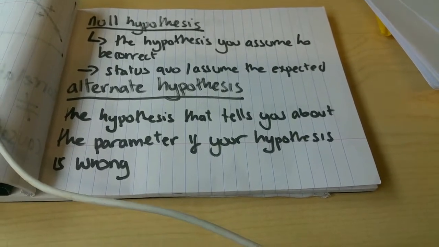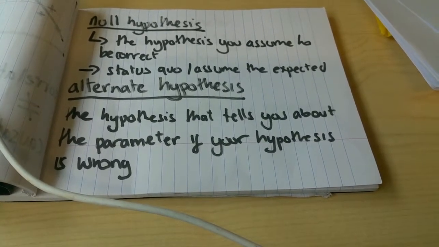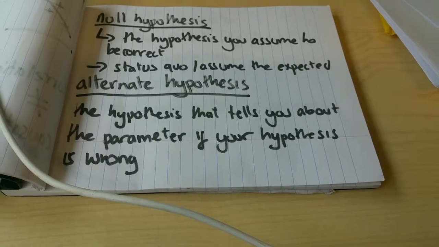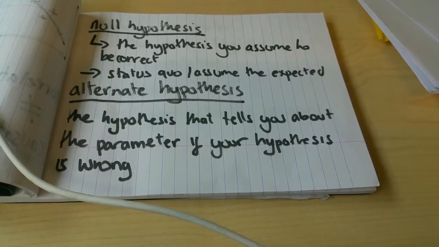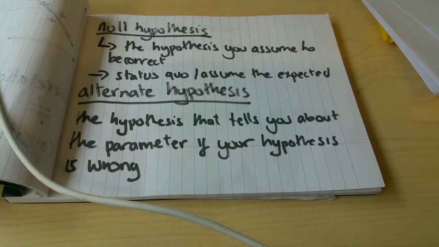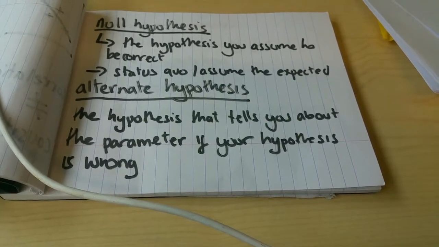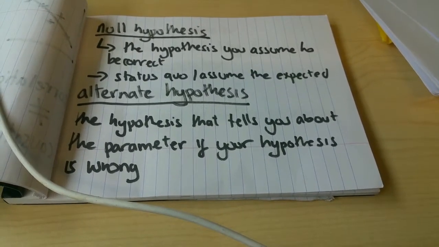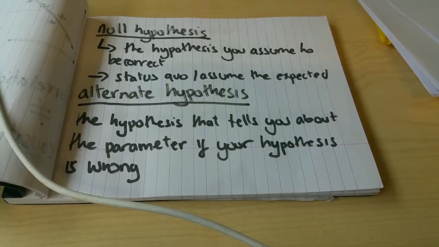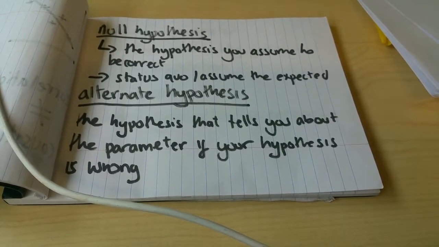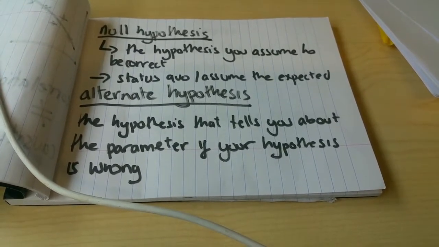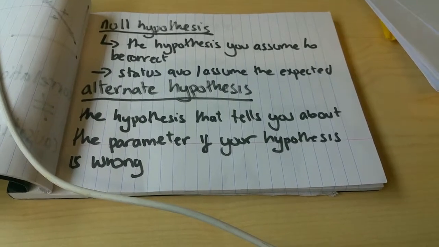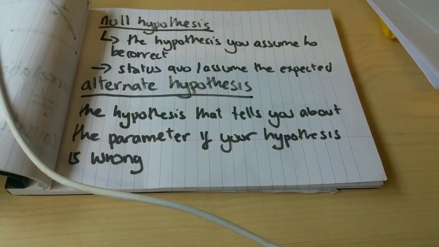Now, the alternate hypothesis is the hypothesis that tells you about the parameter if your hypothesis is wrong. We'll talk about what parameter is in just a moment. But basically, if you reject the null hypothesis, you get the alternate hypothesis. So let's go. Imagine the null hypothesis is about the cancer drug. The null hypothesis would be the cancer drug does nothing. Your alternate hypothesis will be the cancer drug helps remove cancer cells. Yeah?